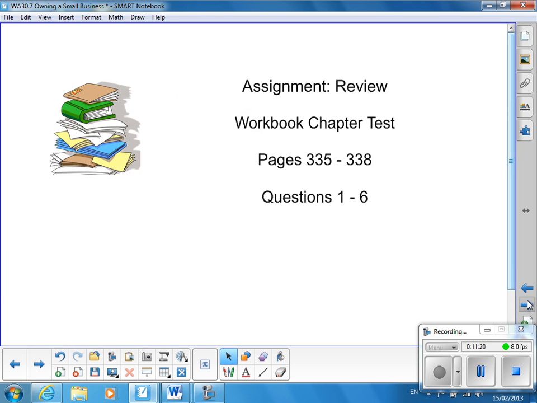All right, and that is the end of this outcome, 30.7. So you can review the material, and then this outcome can be written with the assessment for 30.6, which is buying and leasing a vehicle. Those 2 assessments can go together.